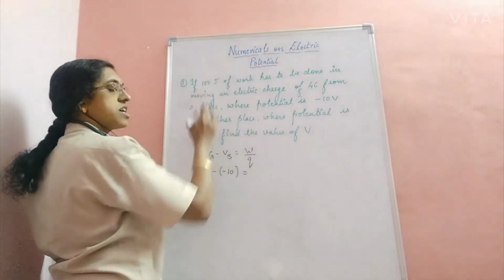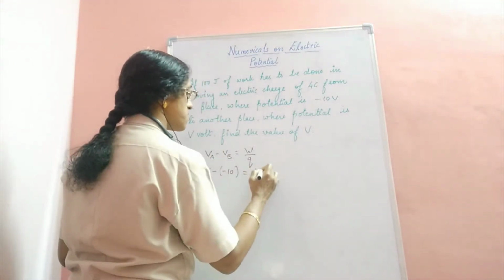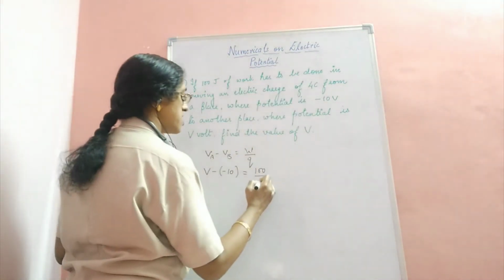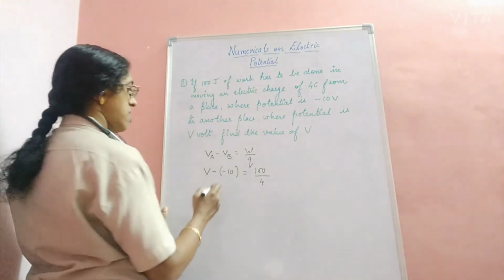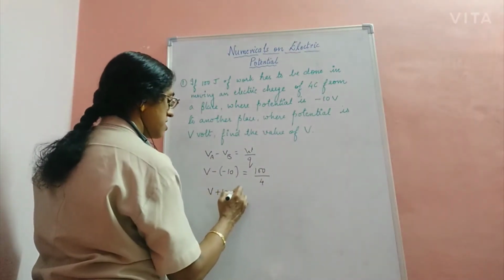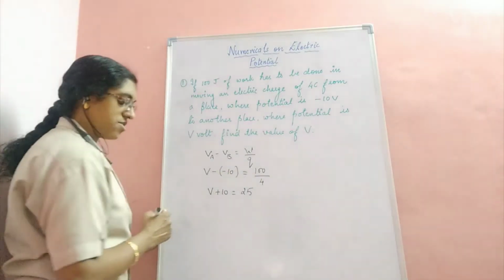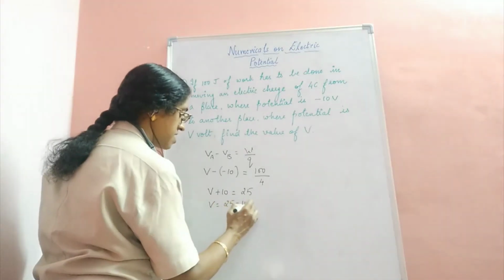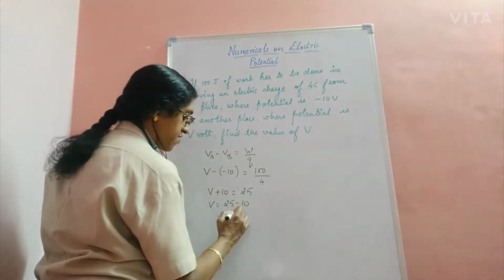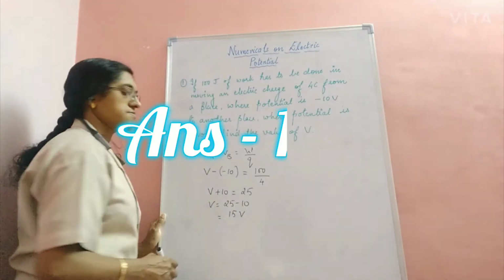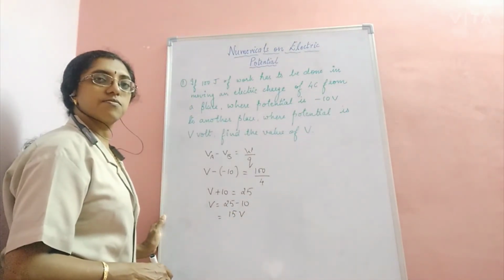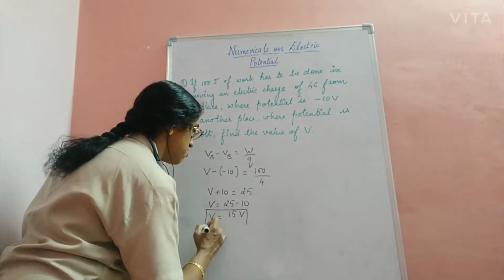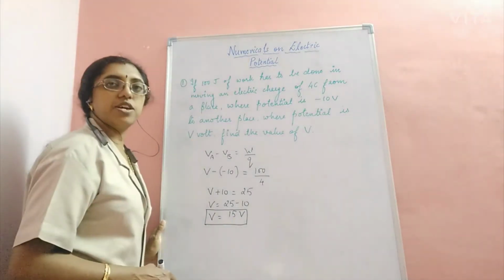So how much is the work done? Work done is 100 joules. So it is 100 upon the charge. Charge is 4 coulomb, so we take it as 4. Now V plus 10 is equal to 25. Right? So V will be equal to 25 minus 10, which is equal to 15 volt. So V is equal to 15 volt. So the answer would come out to be 15 volt.